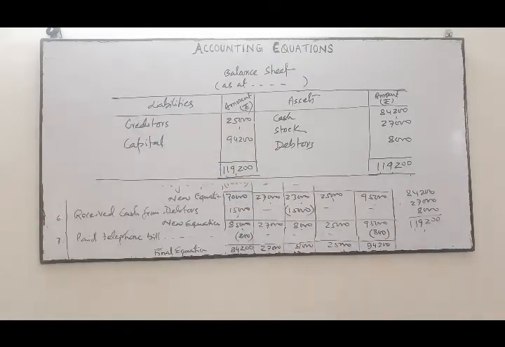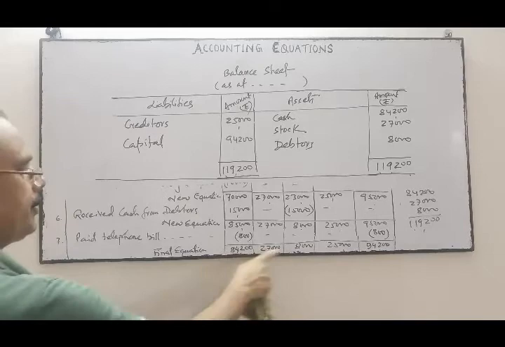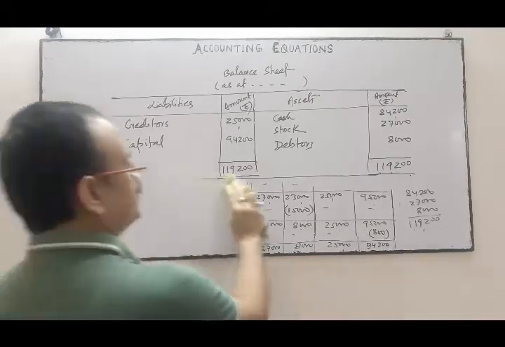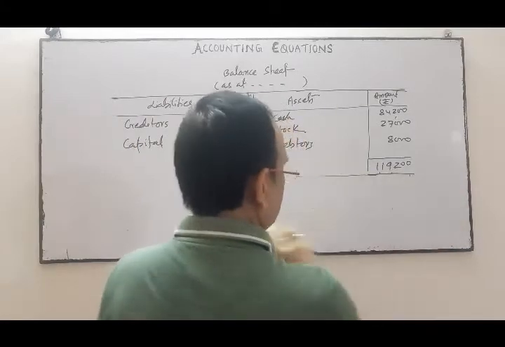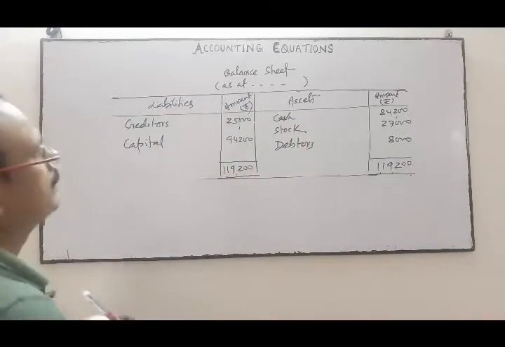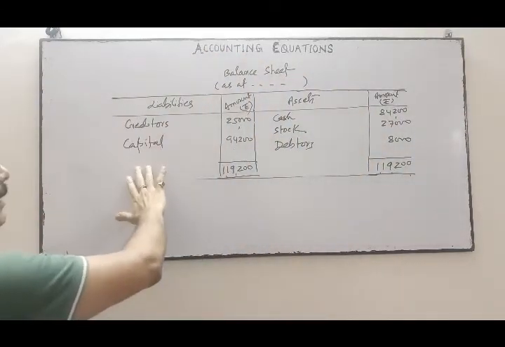So the balance sheet is clear. These figures we have taken from the final figures of the accounting equation. So this is the balance sheet. On the right side are your assets, and on the left side is your liability.